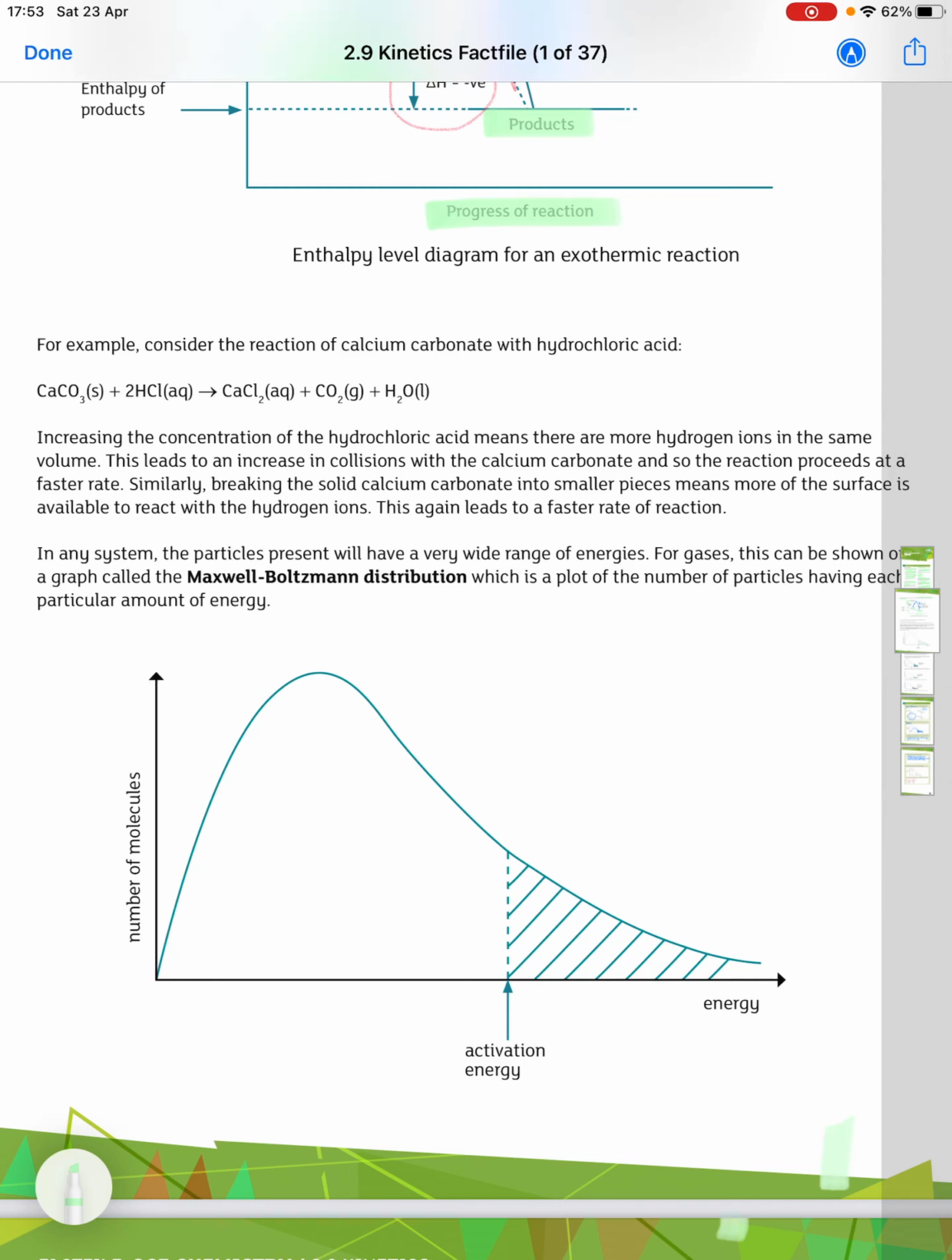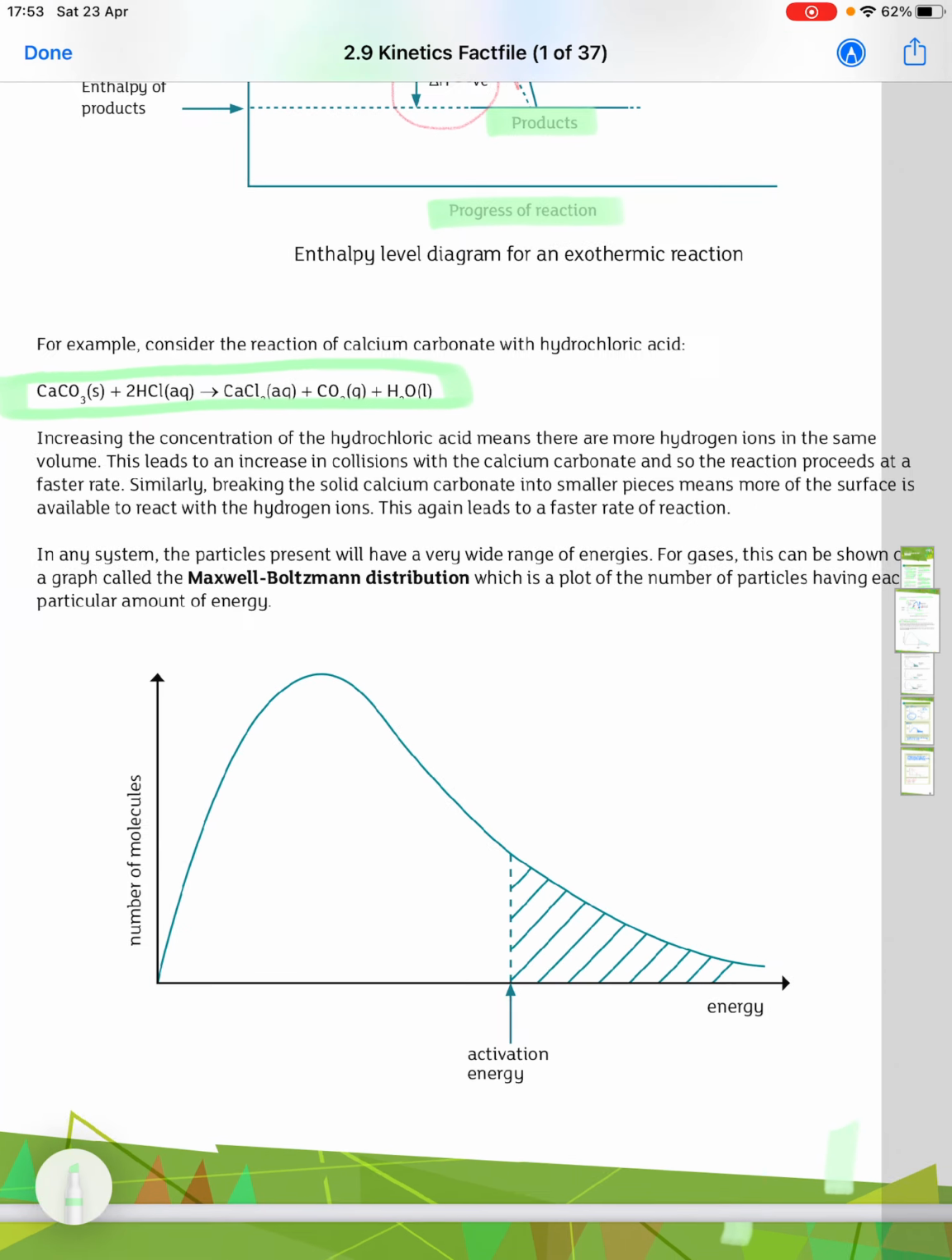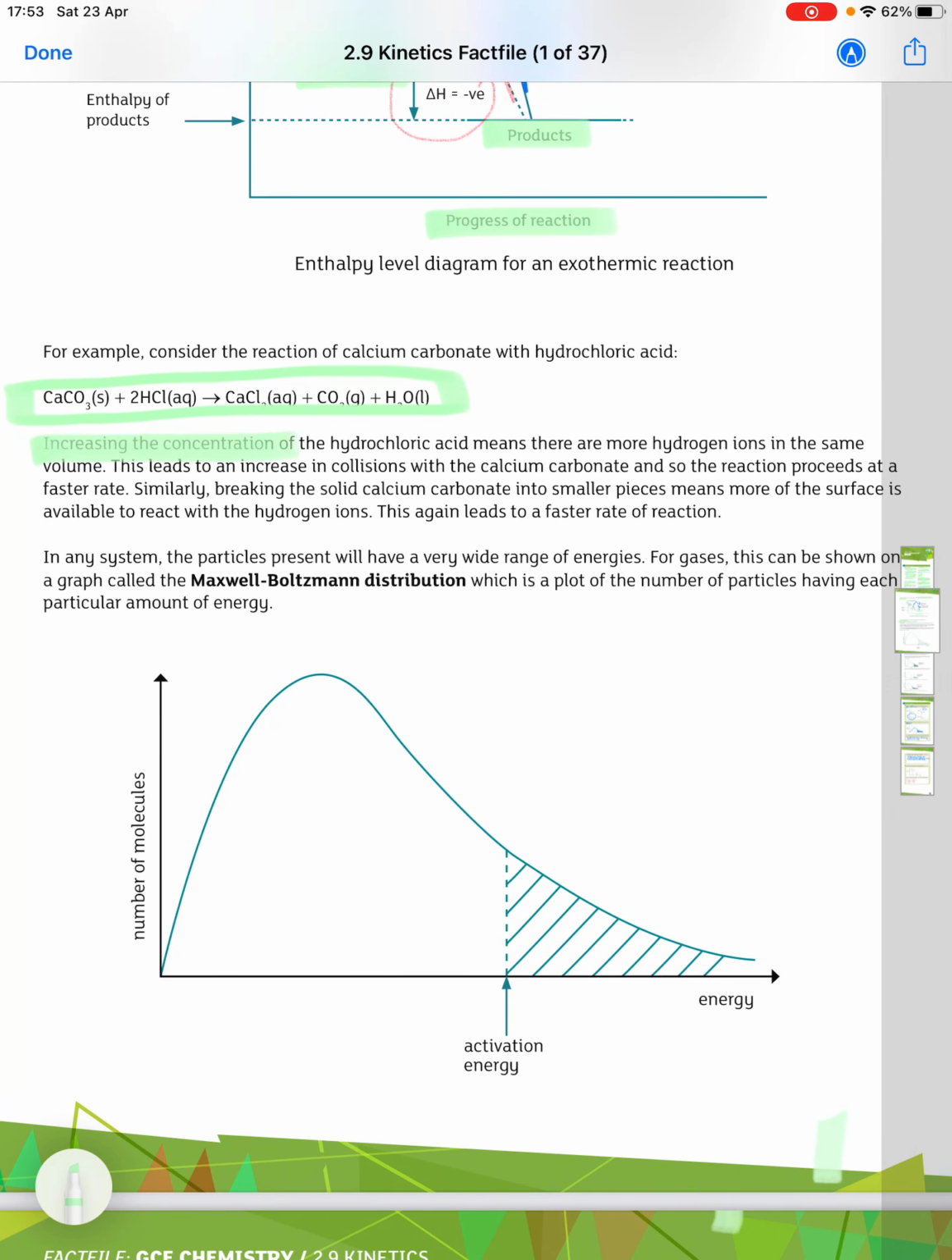So for example, if we consider the reaction of calcium carbonate with hydrochloric acid, this is the equation. Calcium carbonate and hydrochloric acid gives us calcium chloride, carbon dioxide and water. Increasing the concentration of the hydrochloric acid means that there are more hydrogen ions in the same volume, and this leads to an increase in collisions with the calcium carbonate, so the reaction proceeds at a faster rate. Similarly, breaking the solid calcium carbonate into smaller pieces means more of the surface is available to react with the hydrogen ions, and this again leads to a faster rate of reaction.